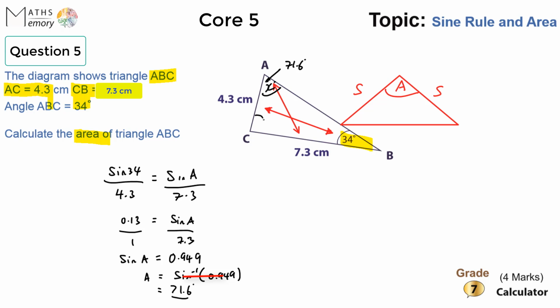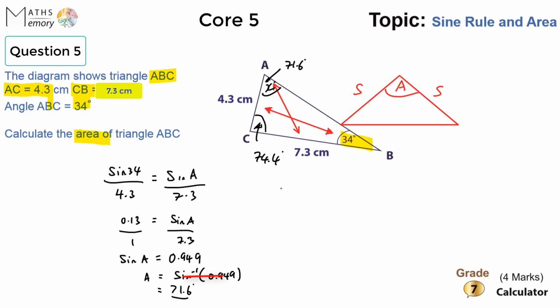So let's add these two together and take it away from 180. If we do 71.6 plus 34, which is going to be 105.6, and 180 take away 105.6, we're going to get an answer of 74.4. So 74.4 is this angle over here. This is going to be 74.4.